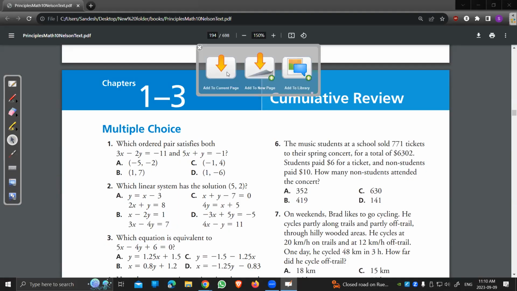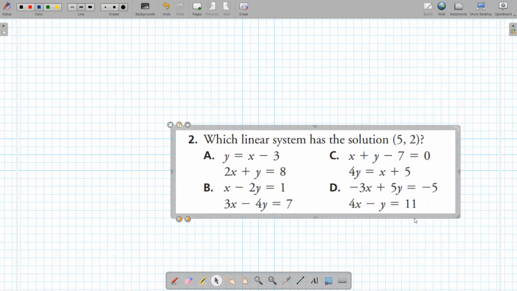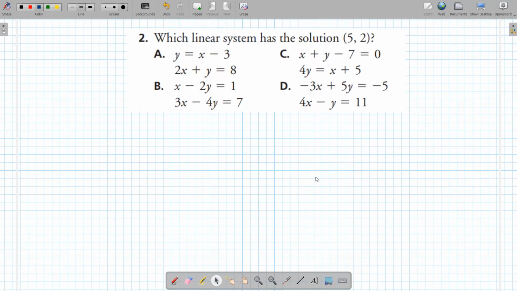Question number 2. Which linear system has the solution 5 and 2?